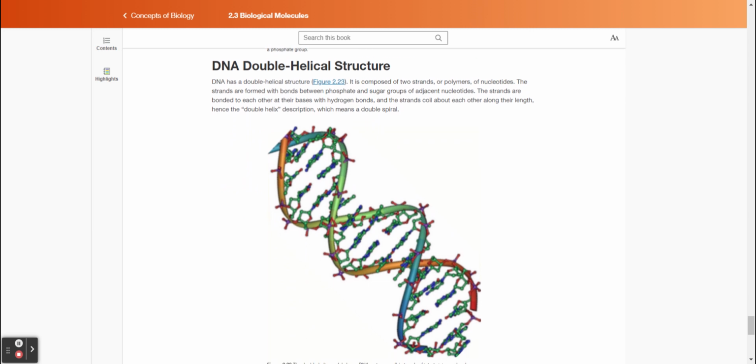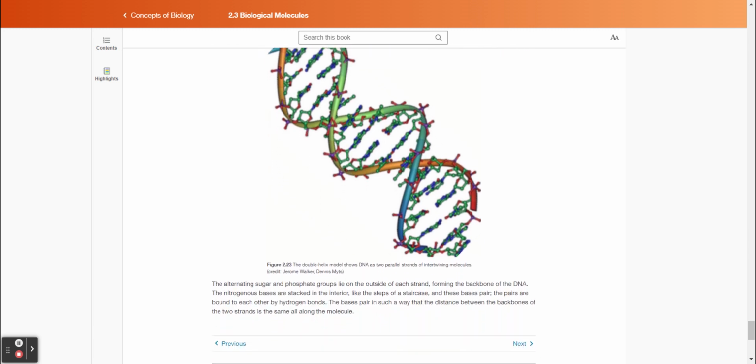DNA double helical structure. DNA has a double helical structure. It is composed of 2 strands or polymers of nucleotides. The strands are formed with bonds between phosphate and sugar groups of adjacent nucleotides. The strands are bonded to each other at their bases with hydrogen bonds, and the strands coil about each other along their length, hence the double helix description, which means a double spiral.